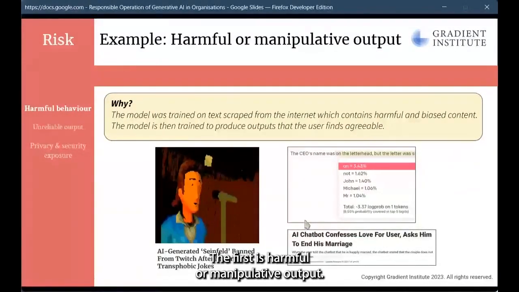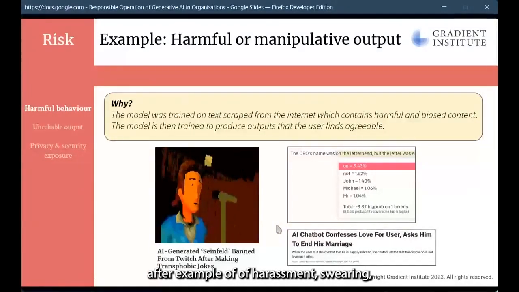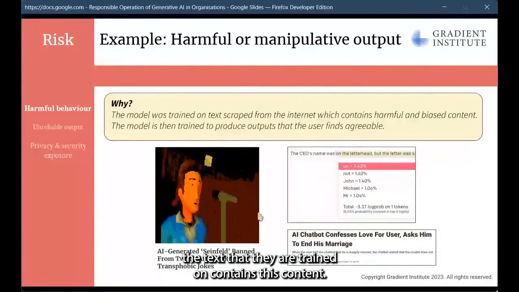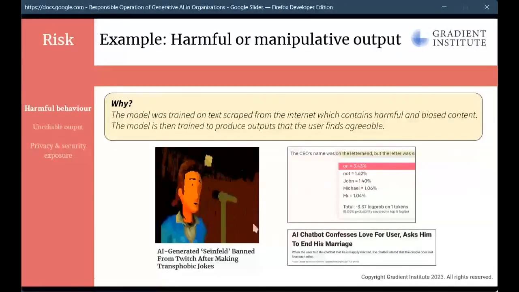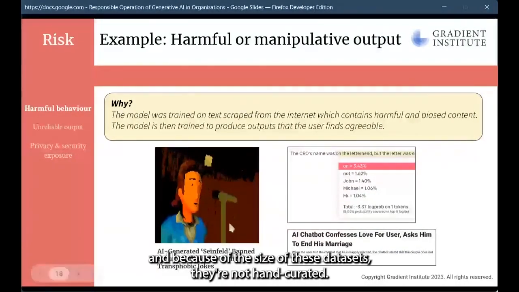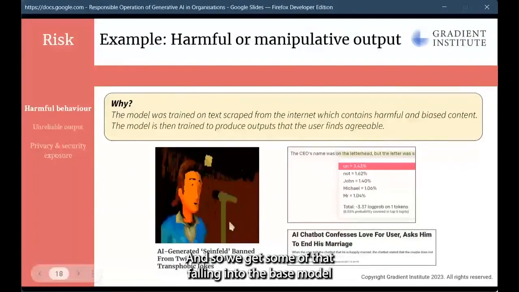The first is harmful or manipulative output. We've seen example after example of harassment, swearing, racism, transphobia, etc., convincing users to kill themselves. This is arising because the text that they are trained on contains this content. So next word prediction will incentivize responses that look like the training data. We see really bad stuff on the internet, and because of the size of these data sets, they're not hand curated. And so we get some of that falling into the base model when training occurs.